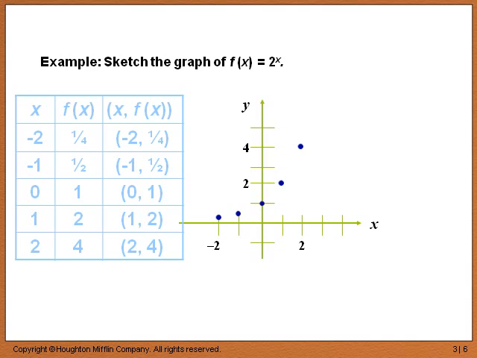And then finally, once we've plotted those ordered pairs, we can connect the dots, so to speak, with a smooth curve. And we have a graph of this exponential function 2 to the x. And as you can see, as is true with all exponential functions, the graph crosses the y-axis at the point (0, 1).